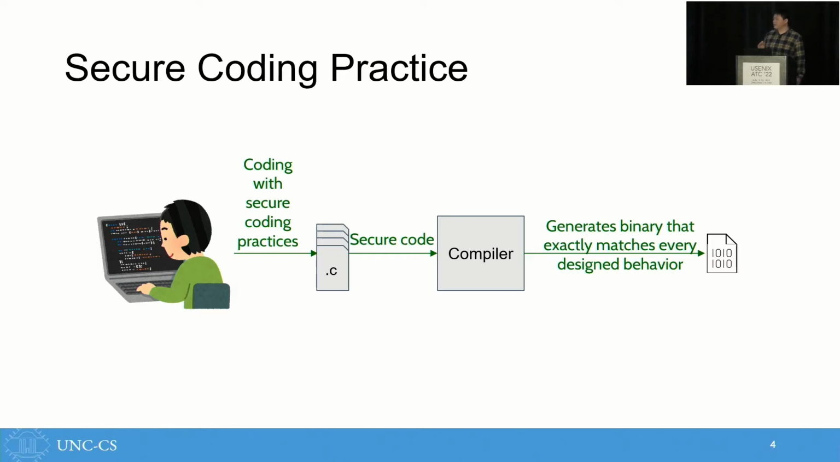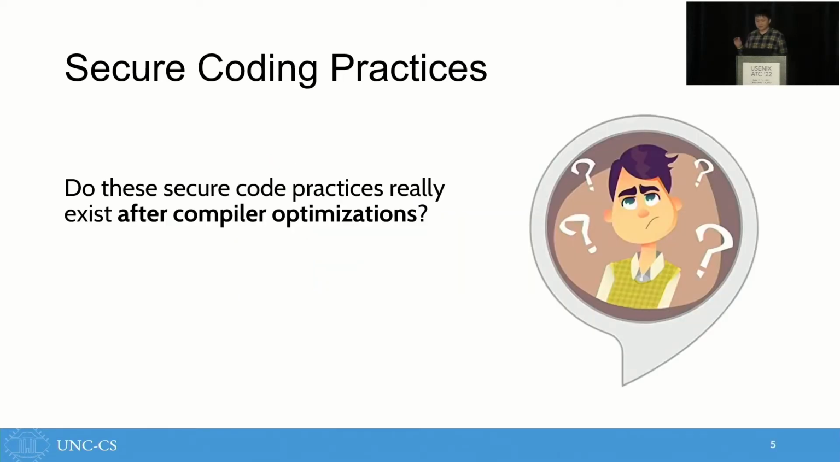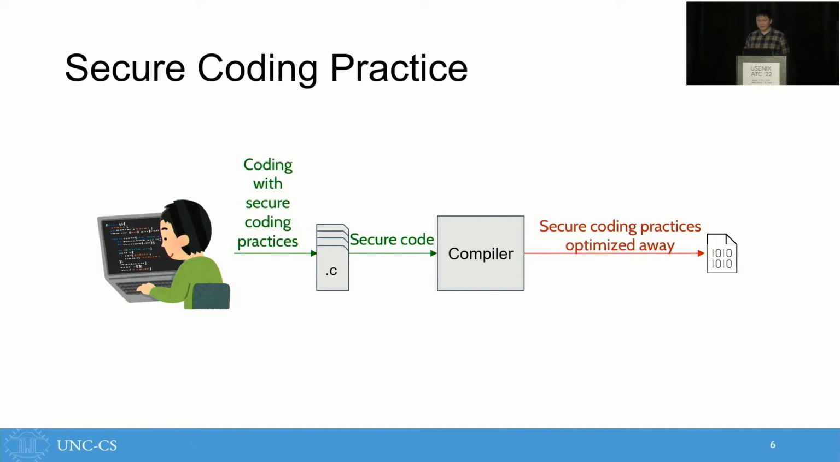You'll write secure C code or C++ code, and then the compiler will faithfully generate binaries that exactly match the designed behavior. However, have you questioned whether the compilers actually faithfully compile all of your code? Do these secure coding practices really exist after those optimizations? And the answer is no. Compilers are heavy optimizers as well, and many of the optimizations could potentially remove the secure coding practices that programmers added.